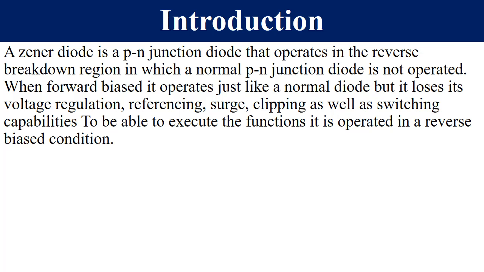But when it is forward biased, it simply functions as an ordinary PN junction diode, but rarely is it used in this forward biased condition. Why? Because it loses its voltage regulation, referencing capabilities, surge, clipping, as well as switching capabilities. So, for it to be able to achieve these capabilities, it is operated in its reverse biased condition.